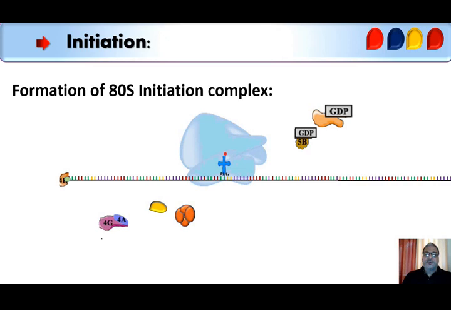The binding involves the hydrolysis of GTP to GDP. This step is facilitated by the involvement of this initiation factor. As the 80S complex is formed, the initiation factors bound to the 48S initiation complex are released and recycled.